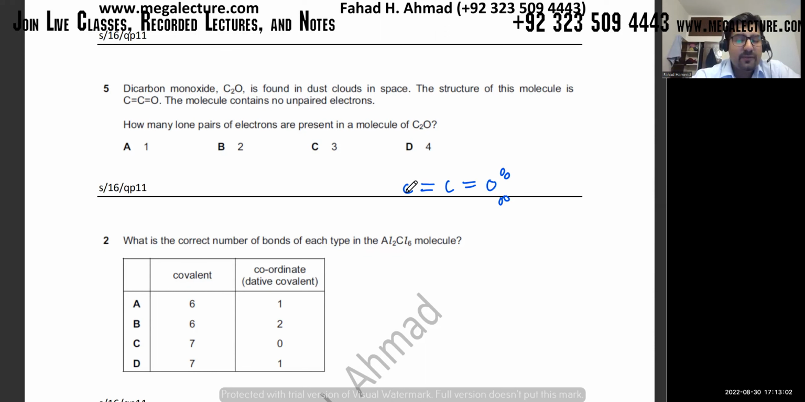This carbon is also group 4. It's 4 electrons in its outer shell. 2 electrons shared over here. That means 2 electrons are left. So therefore the answer is going to be C. Okay, is this one clear? Yes.